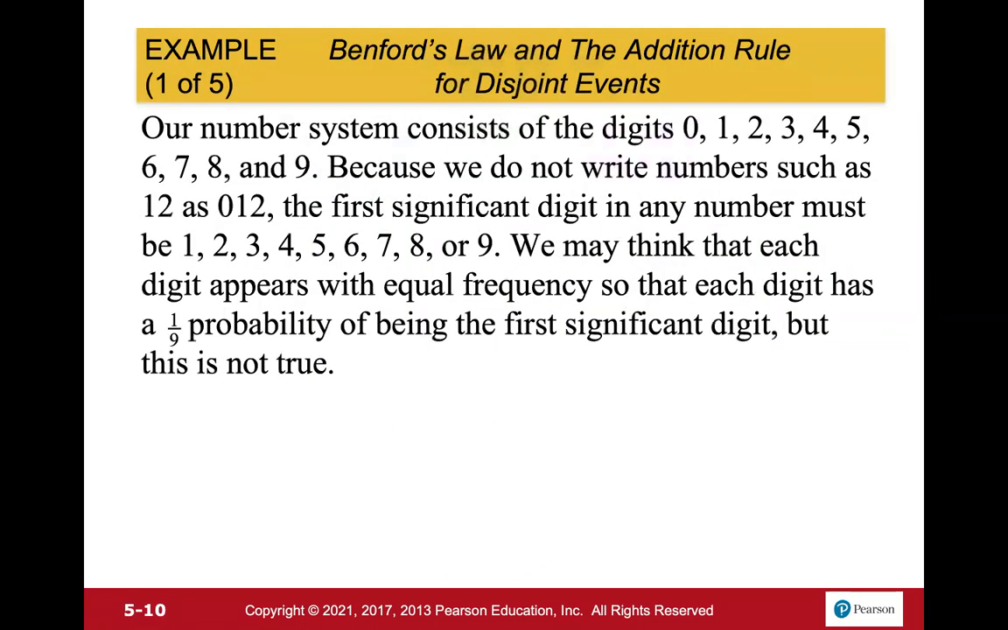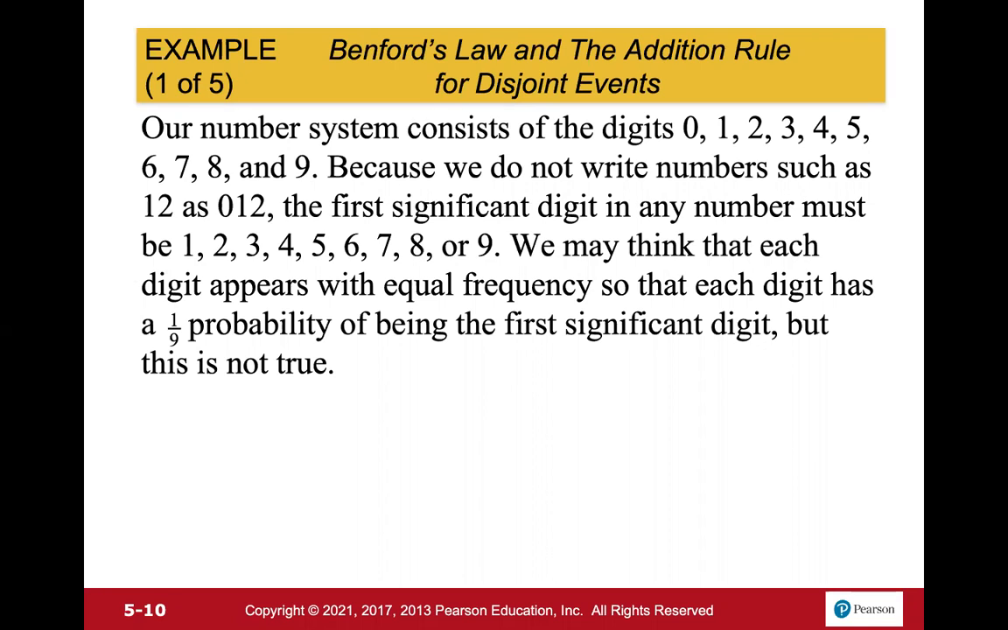Here we go. Our number system consists of 0 through 9. So digits 0, 1, 2, 3, 4, 5, all the way up to 9. Because we do not write numbers such as 12 as 012, the first significant digit in any number must be 1, 2, 3, 4, 5, all the way up to 9.